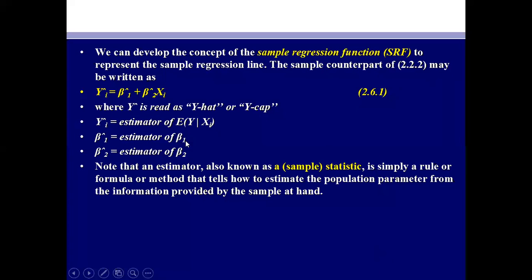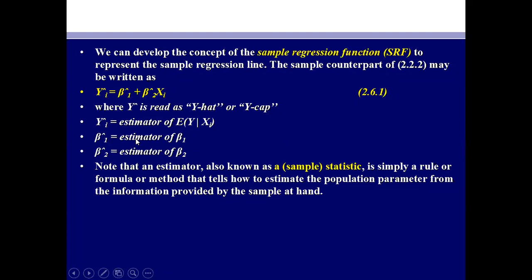So in the context of econometric models, these betas, beta 1 and beta 2, will be considered as parameters, because they represent the features for the whole population. And beta 1 hat and beta 2 hat will be the corresponding statistics. So beta 1 hat is a statistic for the parameter beta 1, and beta 2 hat is a statistic for the parameter beta 2.